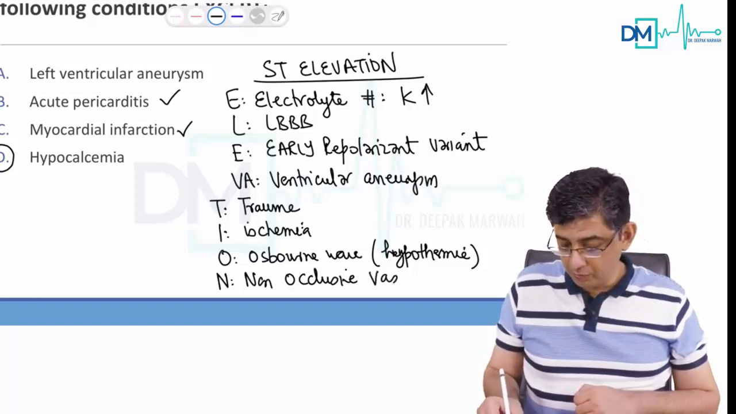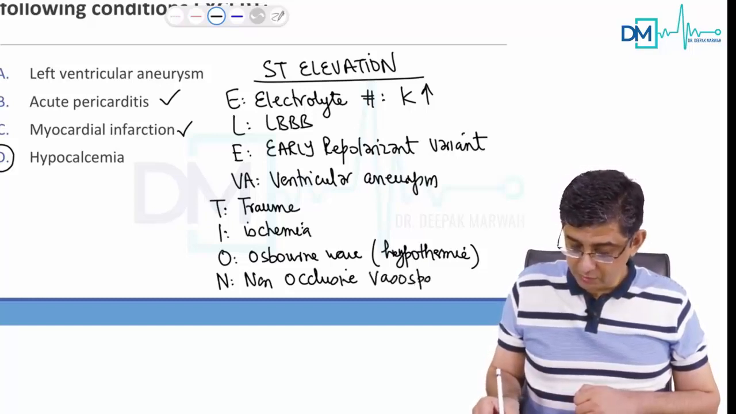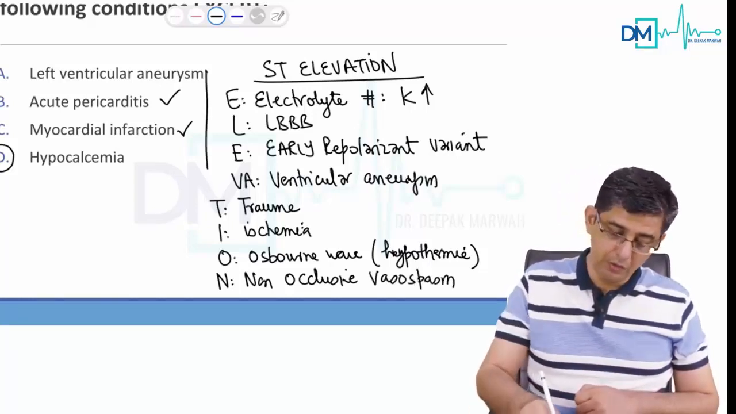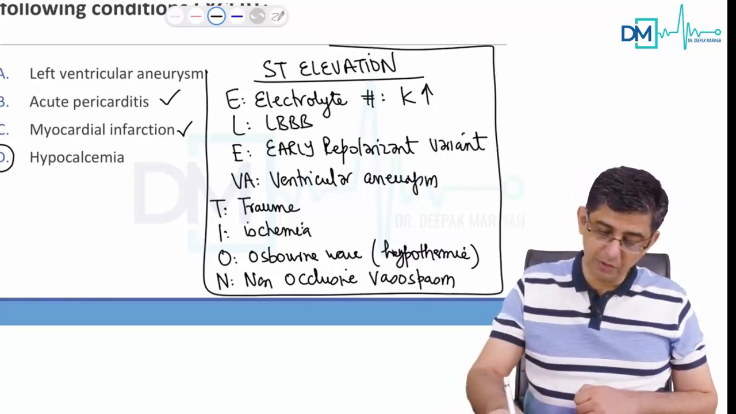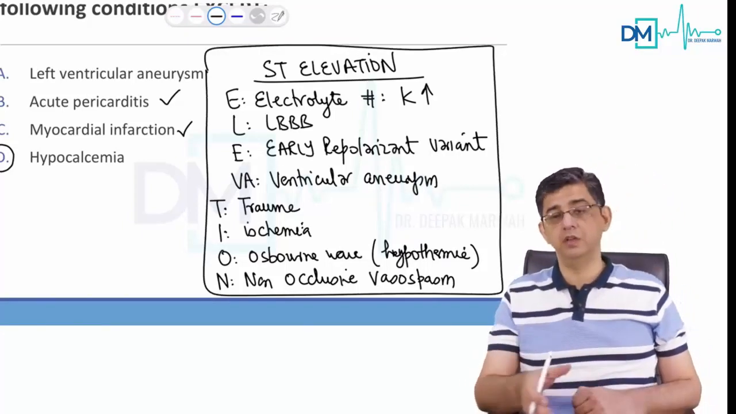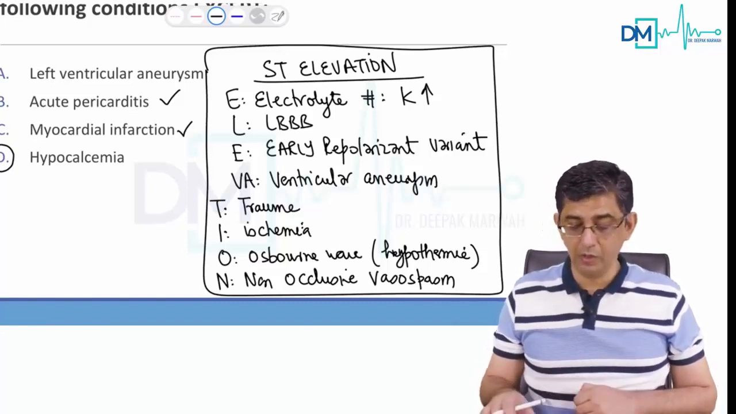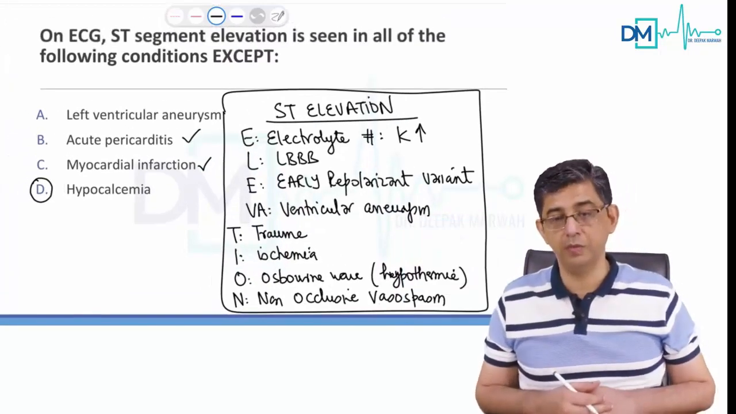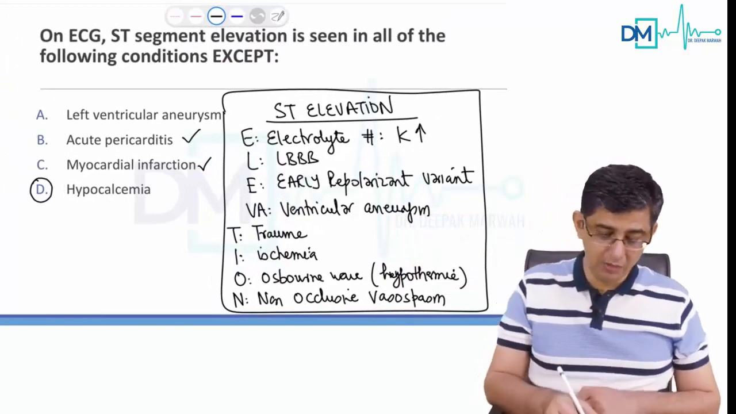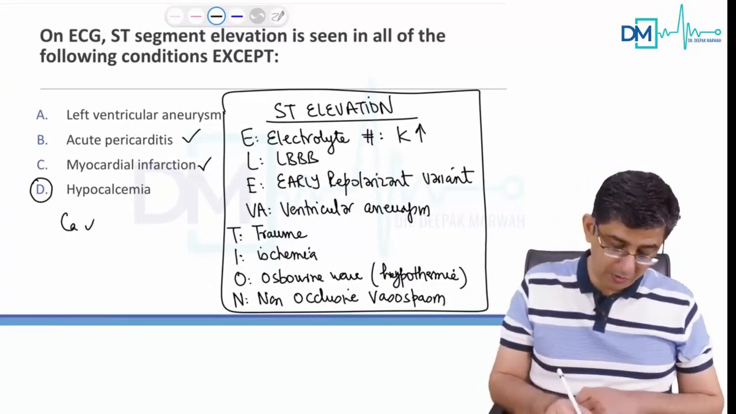If you remember this mnemonic of ST segment elevation, the job is done for you. You just need to deploy this in the paper. ST segment elevation is a feature seen in the following situations: elevation, and is not a feature of hypocalcemia. The answer to this question would be given as delta. Hypocalcemia, rather, you can remember calcium has an inverse relation with the QT interval in the ECG.